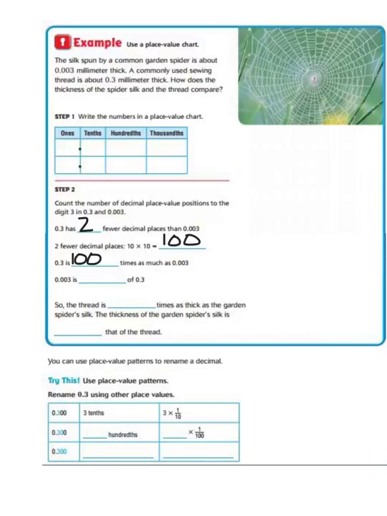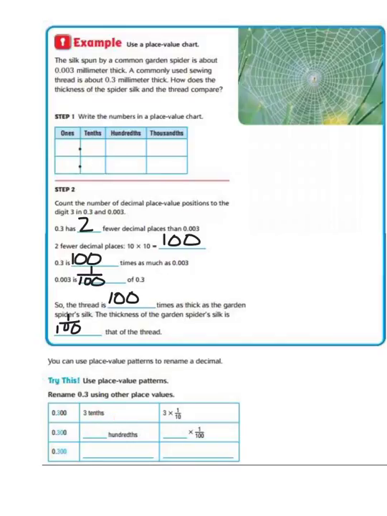3/1000 is 1/100 of 3/10. So the thread is 100 times as thick as the garden spider silk. The thickness of the garden spider silk is 1/100 that of the thread. So you can use place value patterns to rename a decimal. So let's try this. It says to use place value patterns. Rename 3/10 using other place values.